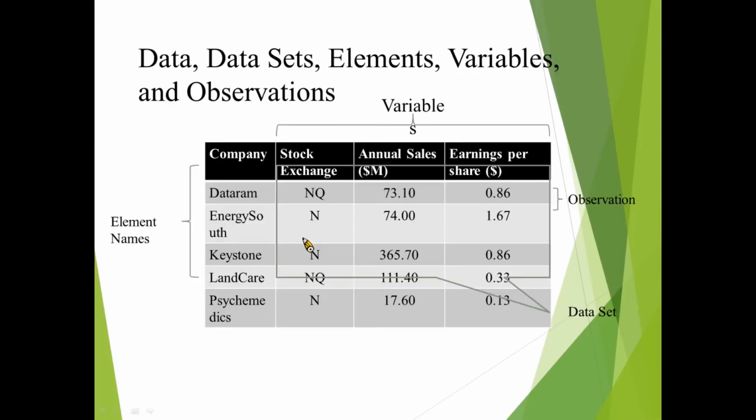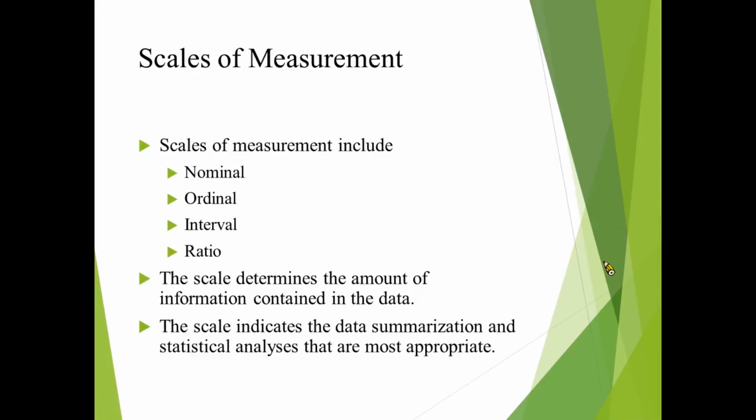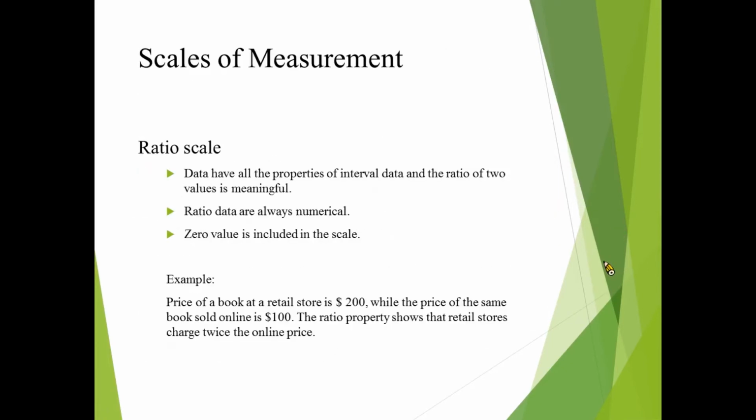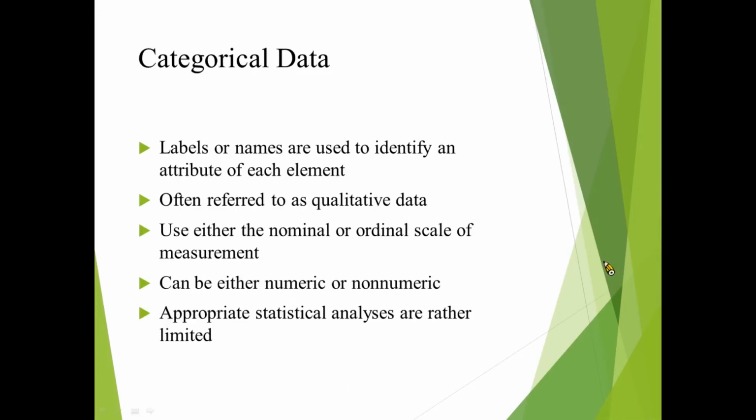You can see this is the label: the company, stock exchange, annual sale, earnings per share. This is the label, and we also call it the variable. And this row is a different operation. So you can see the data range, energy. This is a different company. This is the operation. Okay. So let's go to the slide.